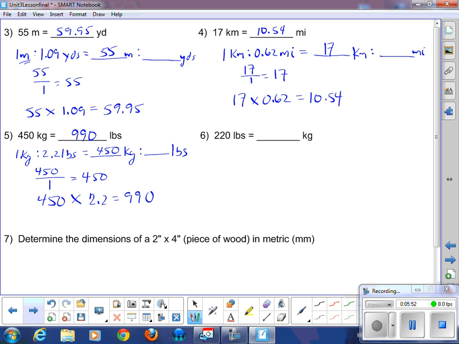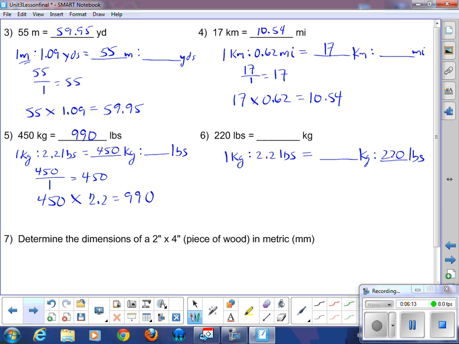All right. Last one here. So it's going the opposite direction. It doesn't really matter to us which direction we're going because of our knowledge of ratios. So here, it's still in the order of kilograms to pounds. So we now have 220 pounds is the known information.